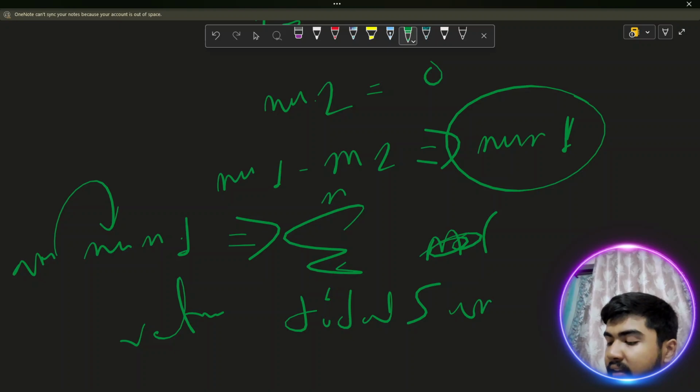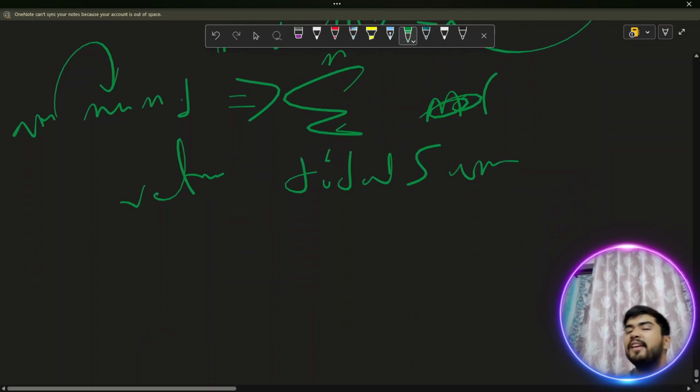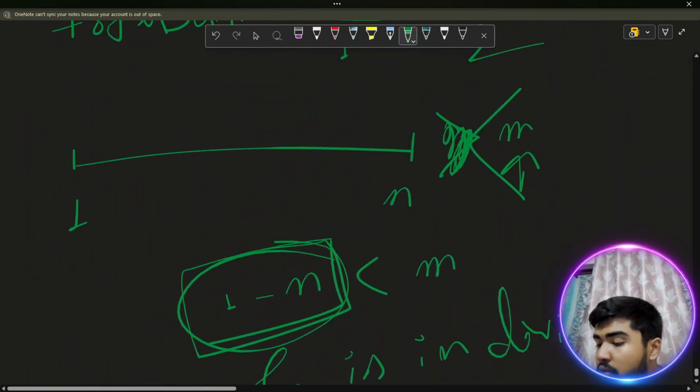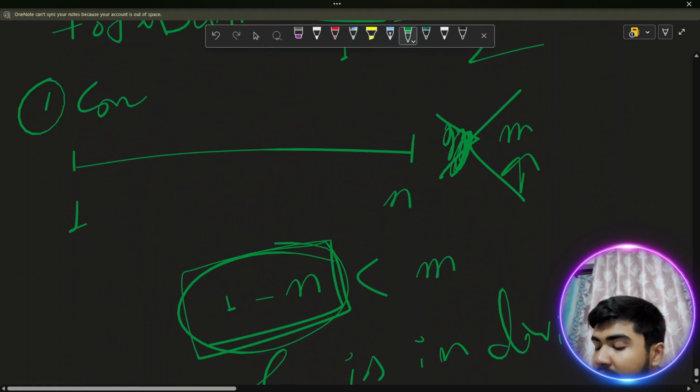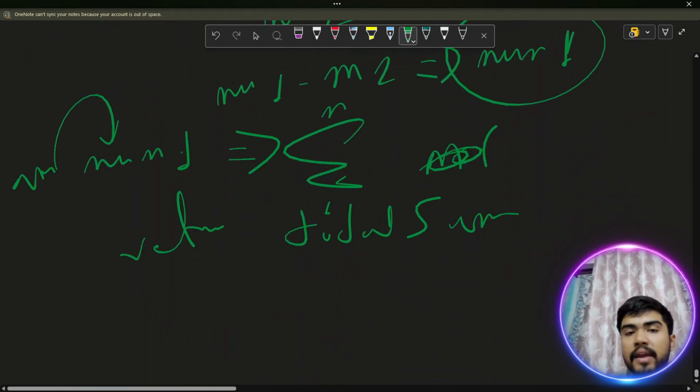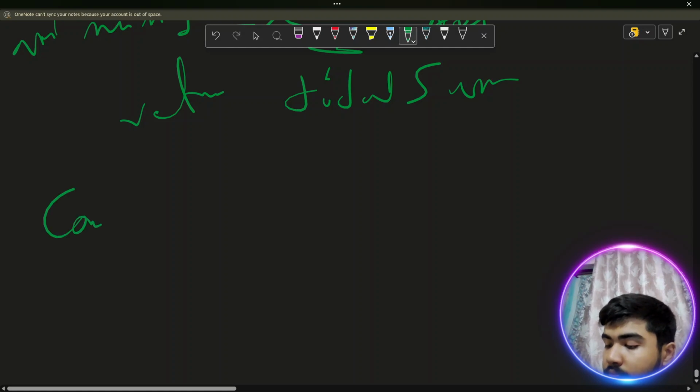Agree guys? Definitely agree. So that is one case for sure. So I can write it as case 1. Now we can jump to case 2. So how should our case 2 look?